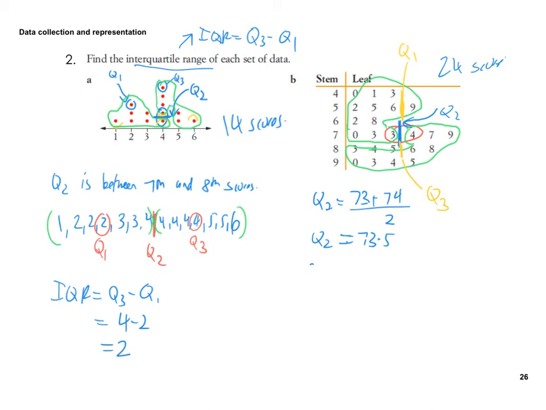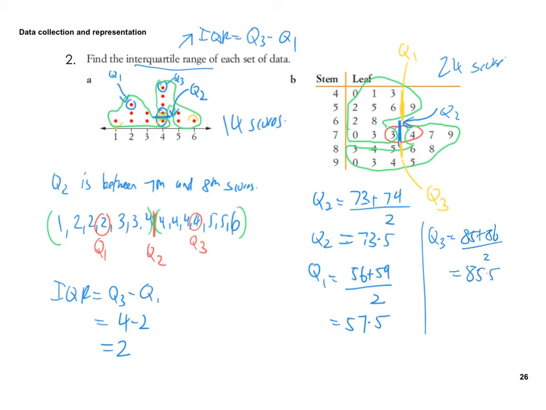Okay, so Q1 is going to be 56 plus 59 over 2, which is 57.5. And then Q3 is going to be 85 plus 86 over 2, which is 85.5. Okay, now we're going to find the IQR. We're just going to take these two away. So 85.5 minus 57.5, which is 28, I believe.